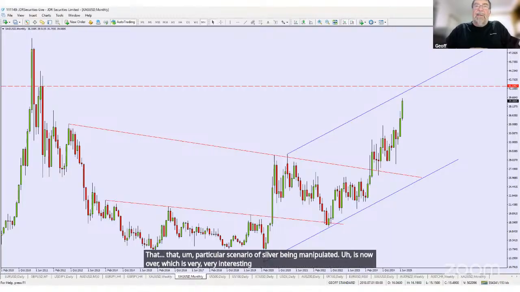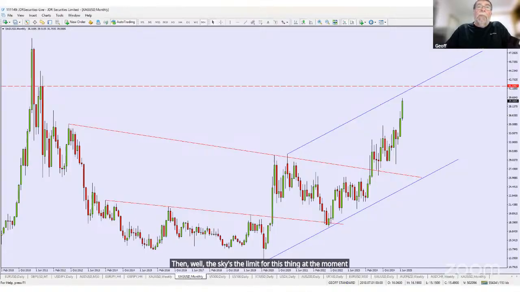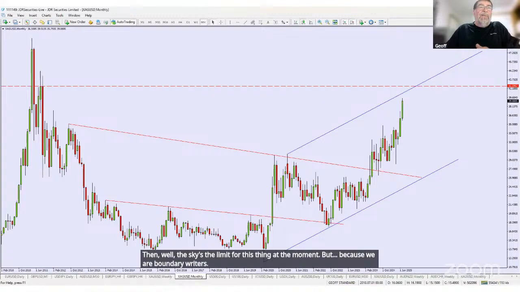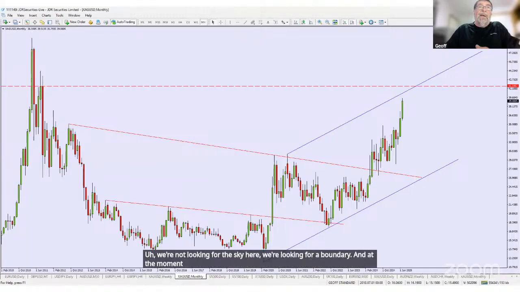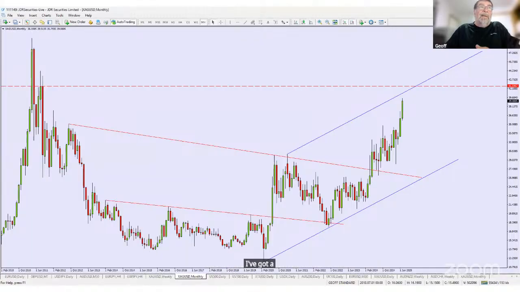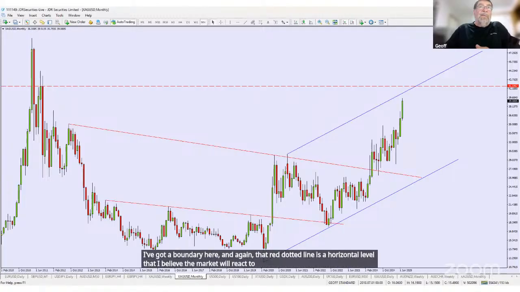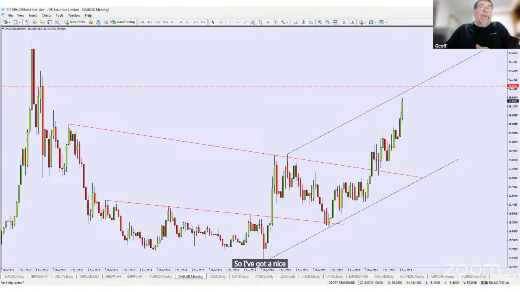And if that's the case, then wow, the sky's the limit for this thing at the moment. But because we are boundary riders, we're not looking for the sky here, we're looking for a boundary. And at the moment, I've got a boundary here. And again, that red dotted line is a horizontal level that I believe the market will react to. So I've got a nice confluence here, top of channel and horizontal level on silver.